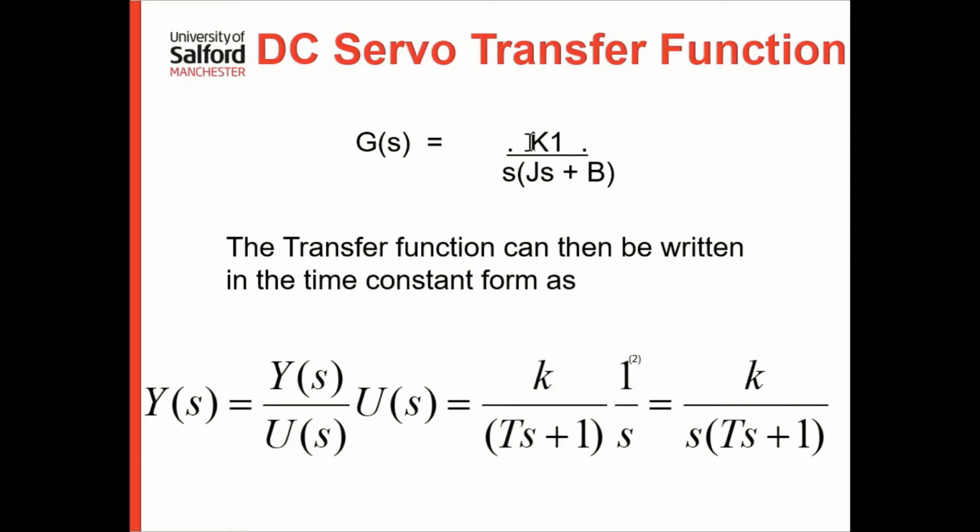Remember, k is k1 over b, and the time constant is j over b. So this is our transfer function for the system in a format that we can understand and manipulate, because it's in a first order transfer function form, k over ts plus 1, but this time it's got an extra s term in here because it's a second order system as opposed to a first order system.